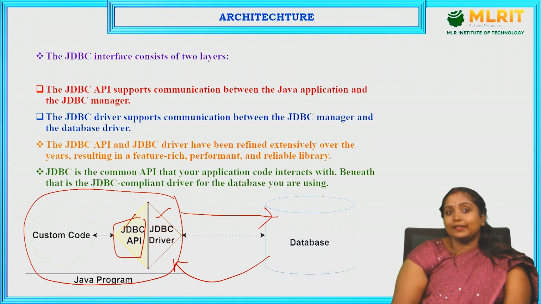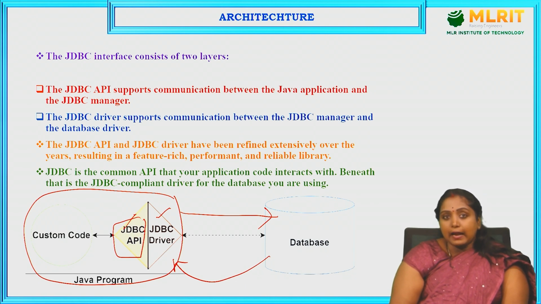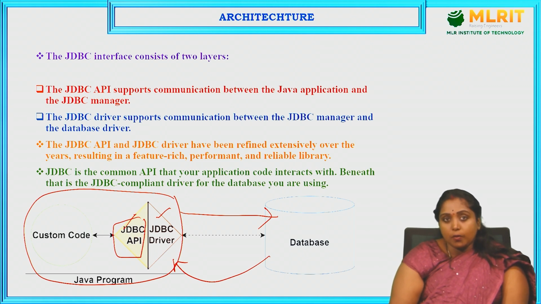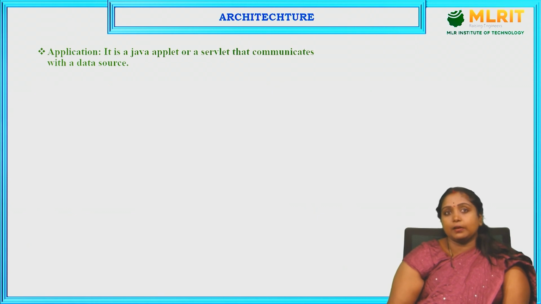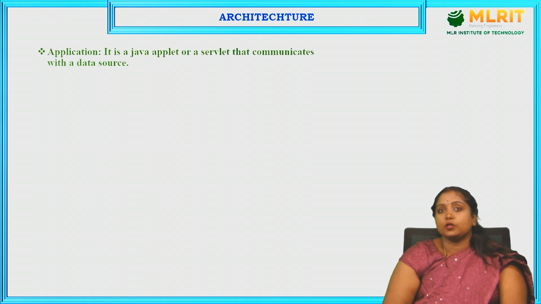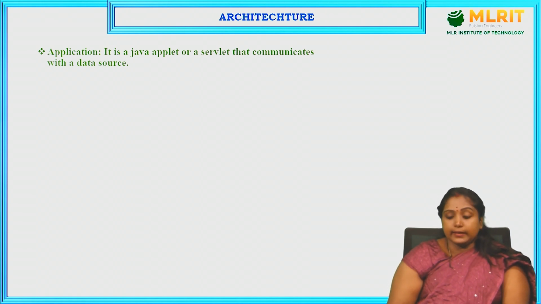JDBC is a common API that your application code interacts with. Beneath that is the JDBC compliant driver for the database you are using. So what is an application? The application might be a Java applet, Java program or Java servlet that communicates with the data source.